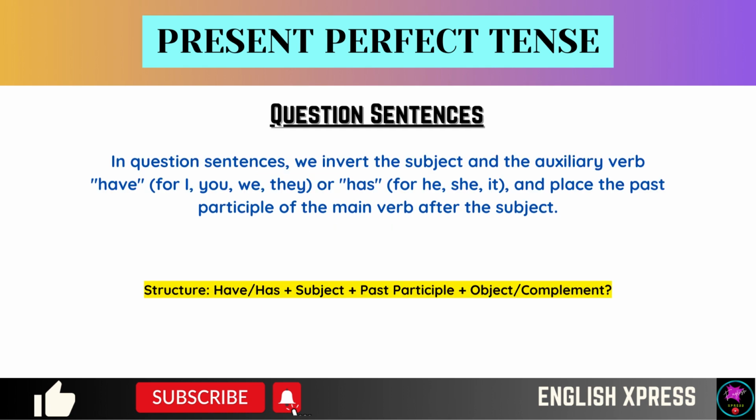In question sentences, we invert the subject and the auxiliary verb have for I, you, we, they, or has for he, she, it, and place the past participle of the main verb after the subject.